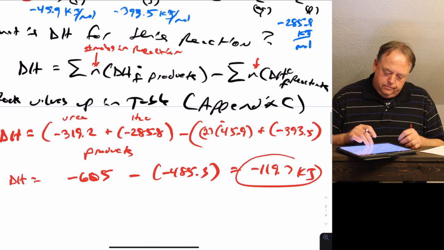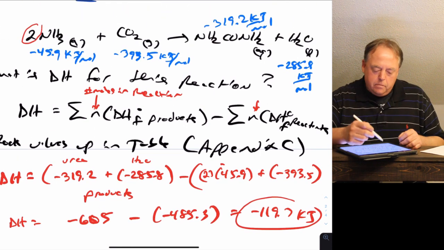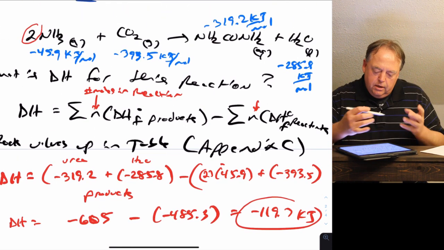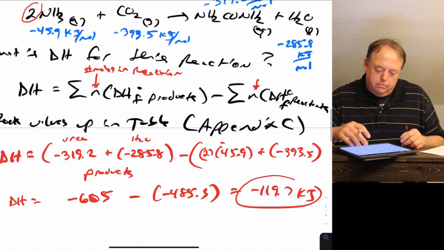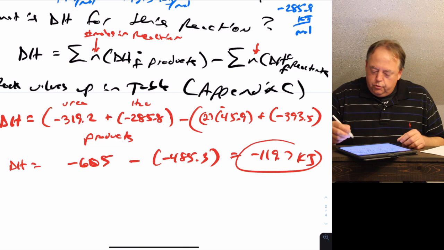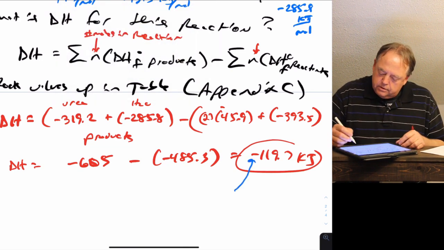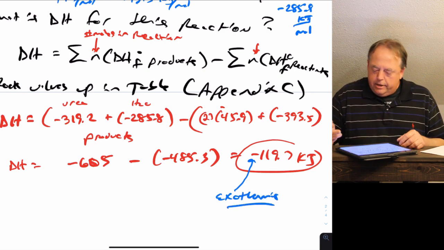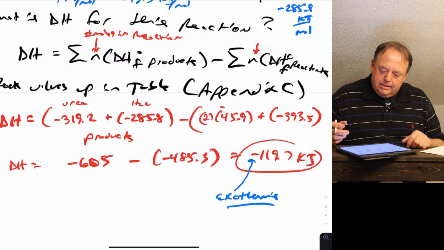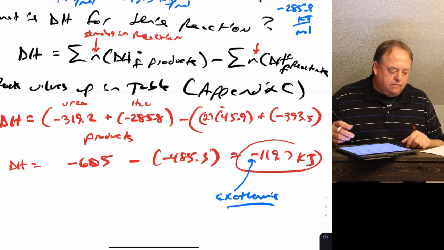If you went in the lab and put in 2 moles of ammonia and 1 mole of CO2, let these 2 react with each other to make 1 mole of urea and 1 mole of water, is this reaction exothermic or endothermic? Well, it's negative, so it's exothermic. This reaction would give off 119.7 kilojoules of energy.